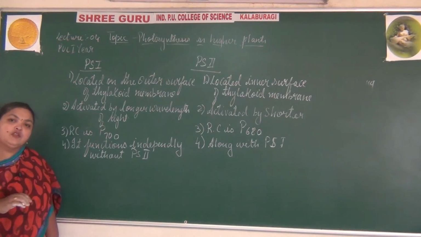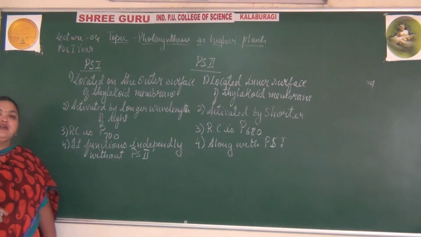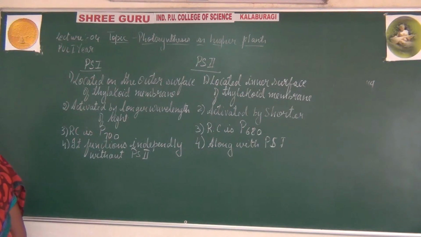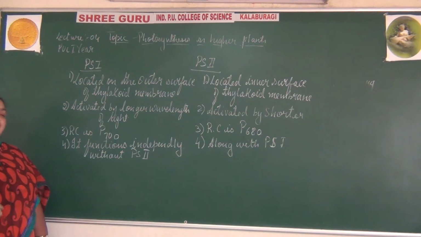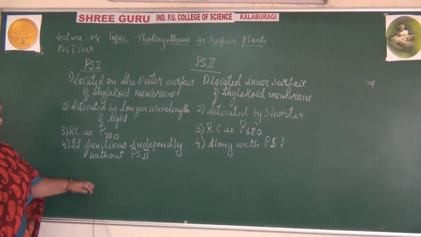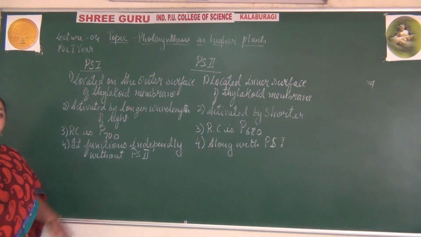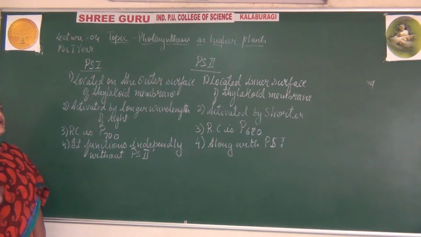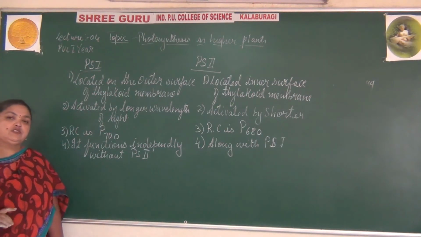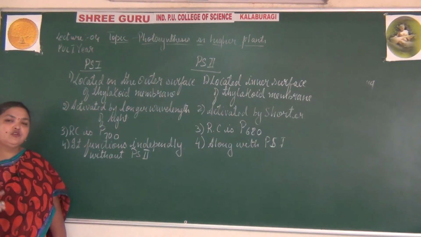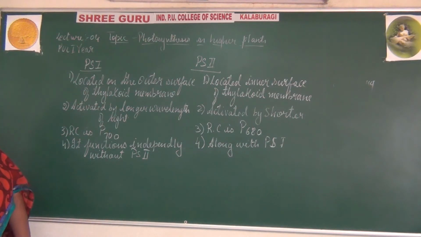When we go for the further processes, you will come to know the features of these photosystems. Photosystem 1 functions independently, without photosystem 2, and can carry out the reaction where ATP molecules are synthesized. But photosystem 2 is always associated with photosystem 1 for the synthesis of ATP and NADPH2.